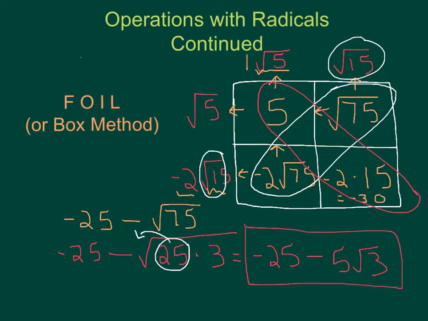Common mistake that some students do is they try to then combine the negative 25 minus 5, but those are not like terms because the 5 has the square root of 3 attached to it. So you cannot combine those two terms, and that actually right there is your final answer.